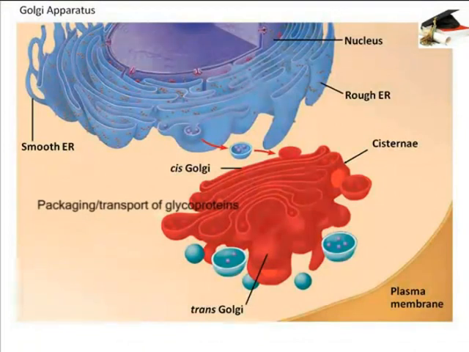Golgi bodies or Golgi apparatus. They are found close to the cell membrane. Their functions are packaging and transport of glycoproteins. They are often involved in secretion of synthesized proteins and carbohydrates.